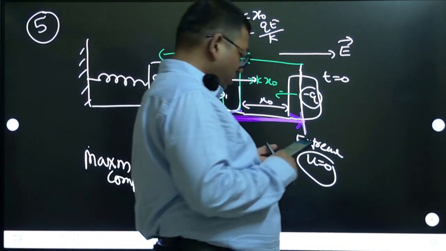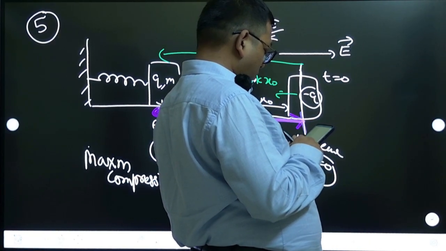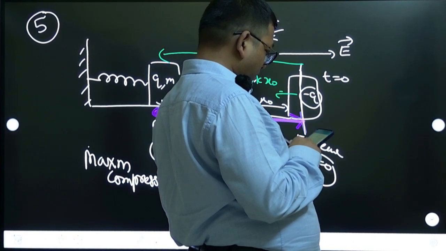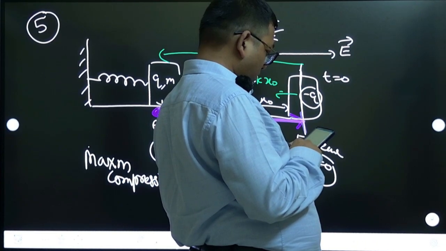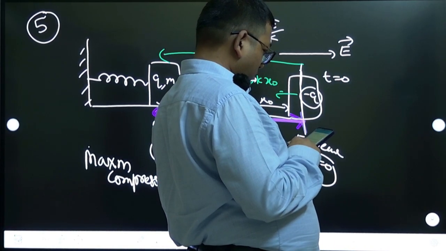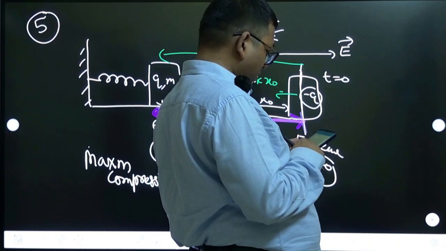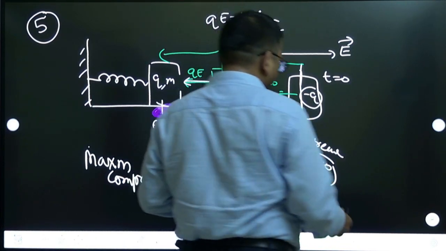Fourth question. Fourth is correct. Fourth you have done correct. Fifth we discussed. Sixth is also a mistake. What is the problem in six?